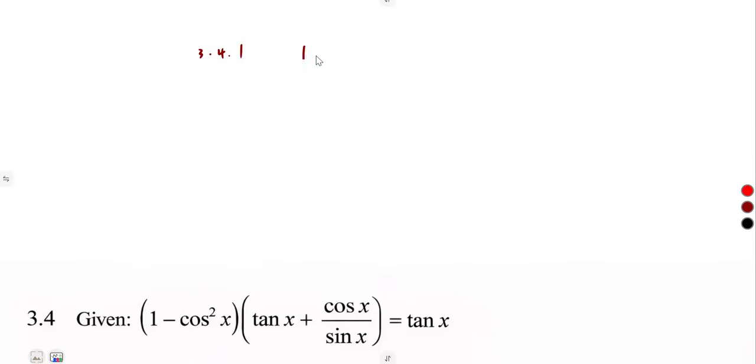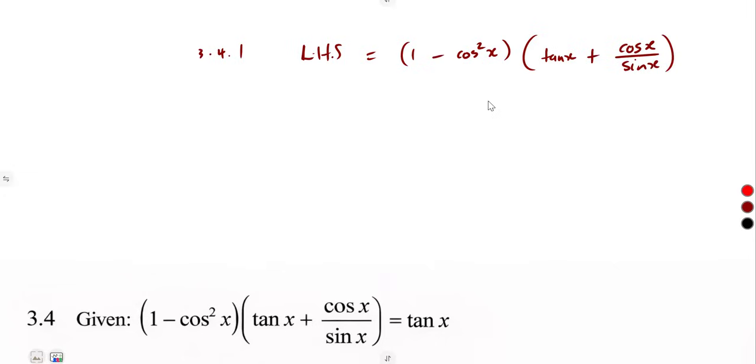All right. 1 minus cos squared. So like I said, I'm going to take the left-hand side. 1 minus cos squared of x into the tan of x plus the cos of x over the sine of x. All right. It must give us a tan. By simplifying this, we must obtain a tan. All right. Tan of x.